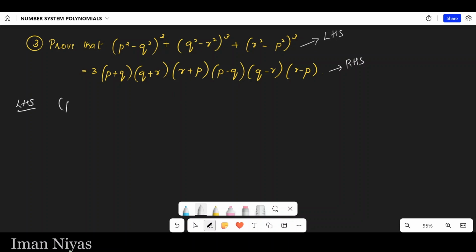What is the LHS given? (p square minus q square) the whole cube plus (q square minus r square) the whole cube plus (r square minus p square) the whole cube. This is the LHS we are going to start with.